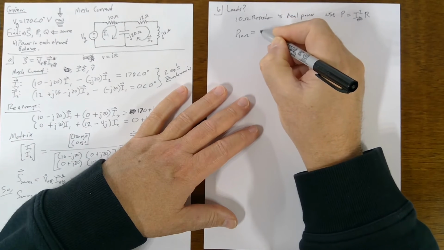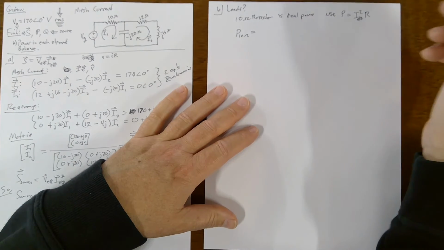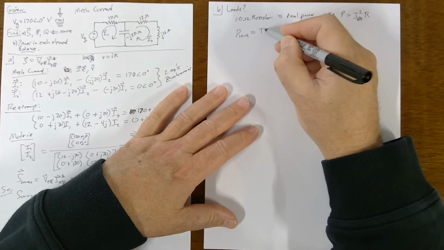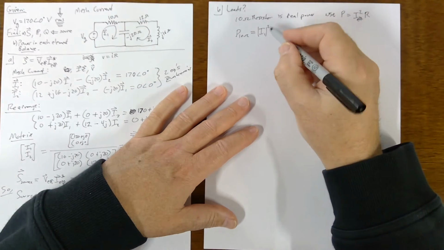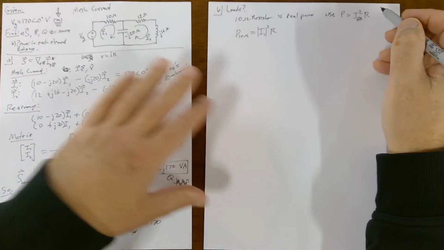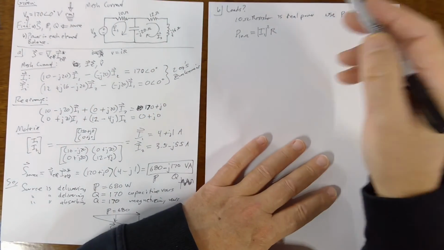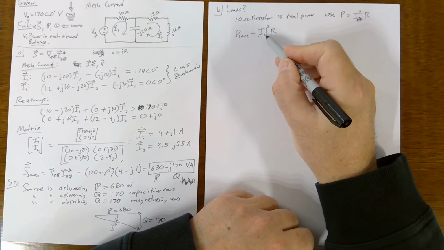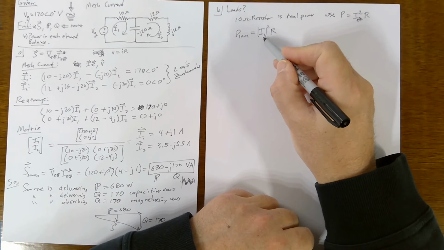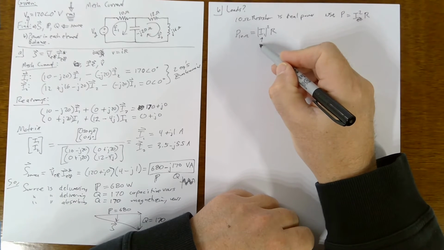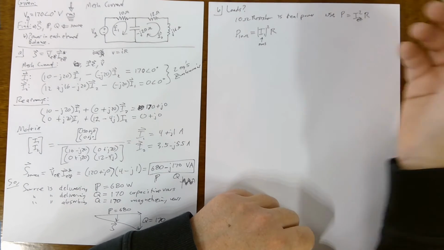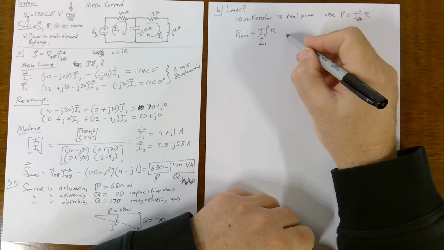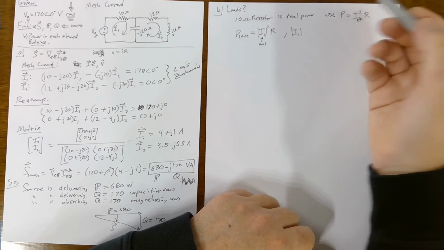So this guy is going to be the magnitude of I1 squared times R, and this is effective, this is RMS or effective. So if we had the magnitude of that, then we could do it. So I1 magnitude.